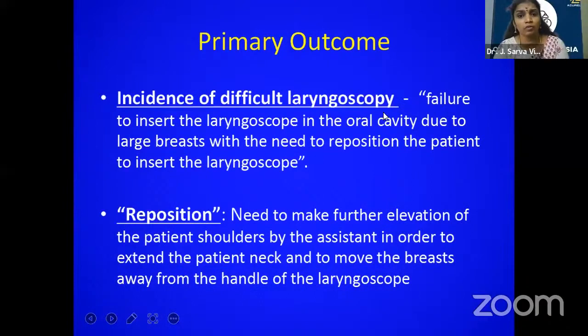What is the primary outcome that was measured? The primary outcome that was measured was the incidence of difficult laryngoscopy. And the authors have defined this as the failure to insert the laryngoscope into the oral cavity due to the interference of the large breast or the need to reposition the patient to insert the laryngoscope. Reposition was defined as the need to make any alterations in the position, like extending the patient's neck or elevating the patient's shoulders or manually moving the breast away to avoid the interference with the handle of the laryngoscope.